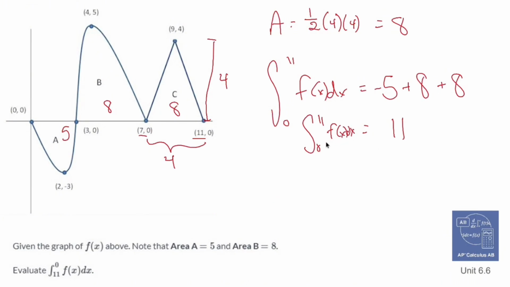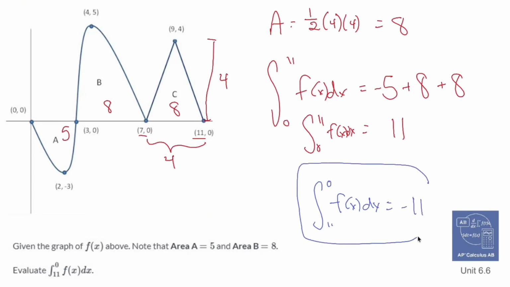Circling that would be a dire mistake. Why? Because they want you to find from 11 to 0. Remember how I noticed that seemed all backwardsy? Well, it's because it is. Easy fix though. If the integral from 0 to 11 is 11, the integral from 11 to 0 is the opposite of it. So negative 11. Lots of 11s here. That's how you do it, though.